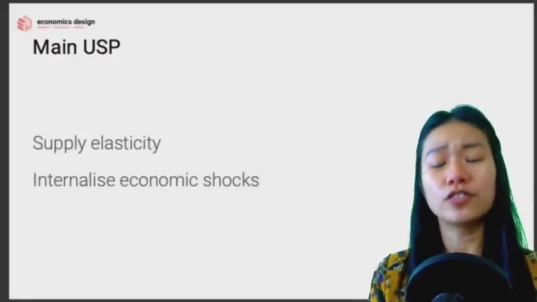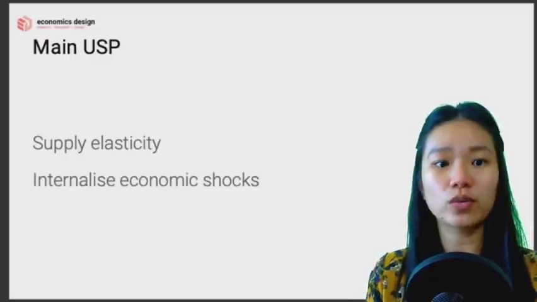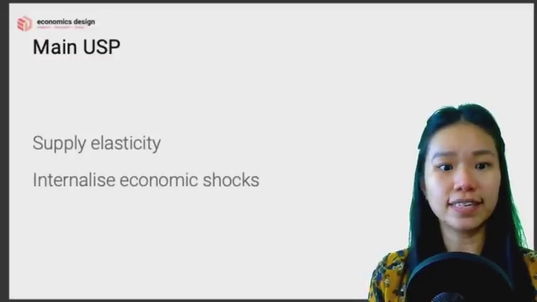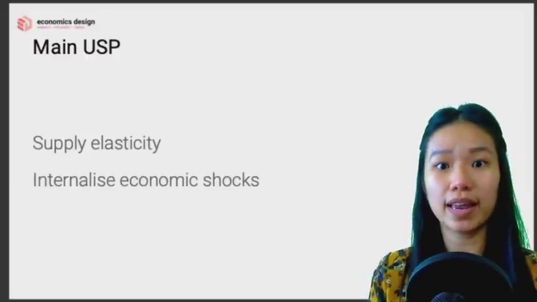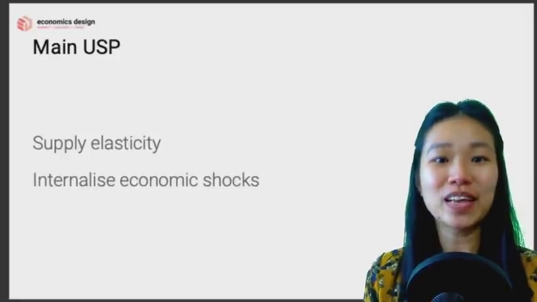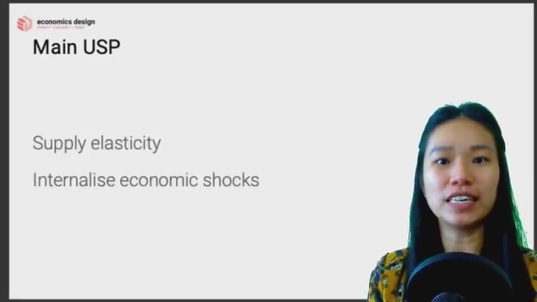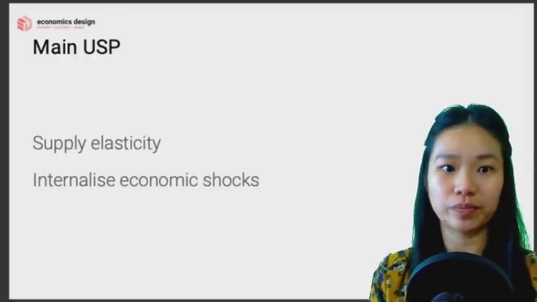That's it. Okay, so what is the main unique selling point of Ampleforth? Two things. One is supply elasticity, and second is to internalize economic shocks. What do we mean by supply elasticity? It sounds very complicated. It just means that supply can change. Supply will change proportionally to something else out there, and the something else out there is the price of the token.